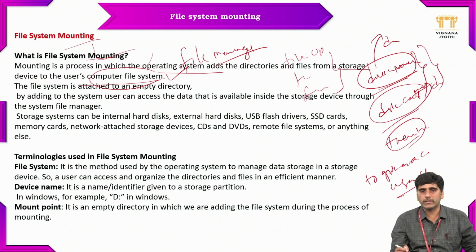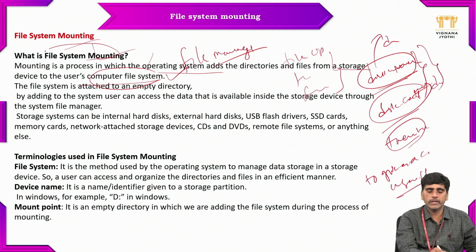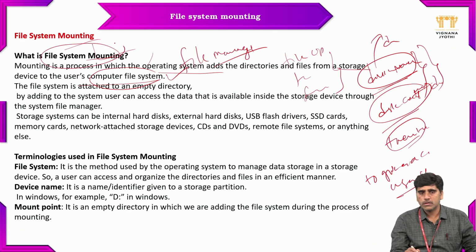The user wants to access particular files, but where can the files be stored, and how can the user access the files? To do this, the operating system supports the file system mounting process. That means if disk management and device management are dependent on each other, then the user can access the files from the particular disk structure, the particular disk location.